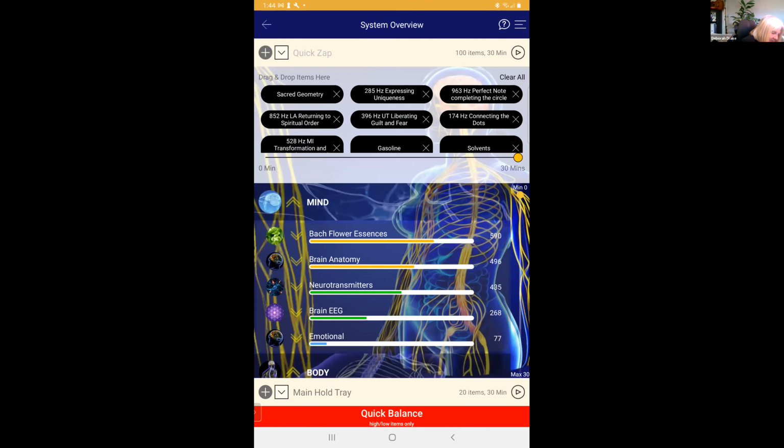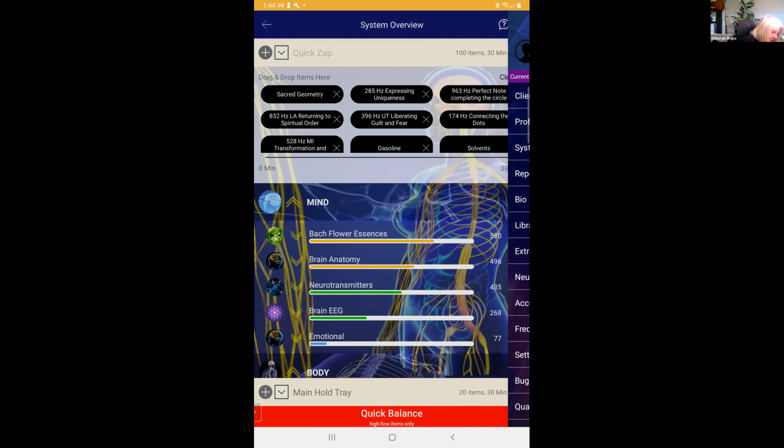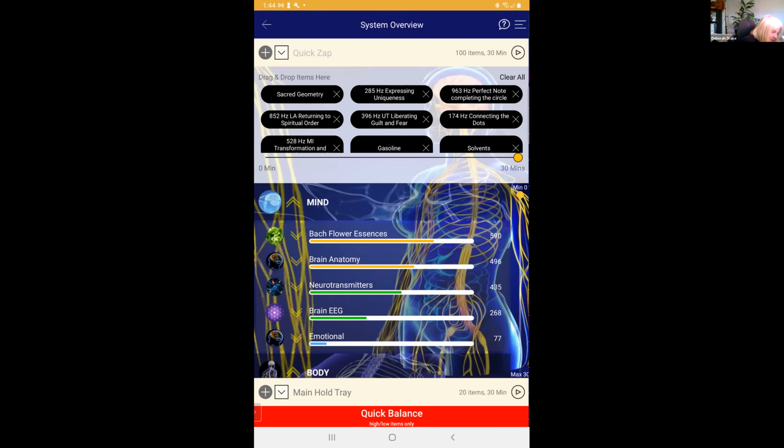As you can see, I'm putting the timer down to a very small amount just for the sake of demonstration. I'm just going to put it on there for a minute, okay? But I do want you to notice the sacred geometry, the perfect tuning notes, the consciousness notes, the spiritual order. Any gasoline and solvents, any poisons, toxins, anything that might be bothering the body.